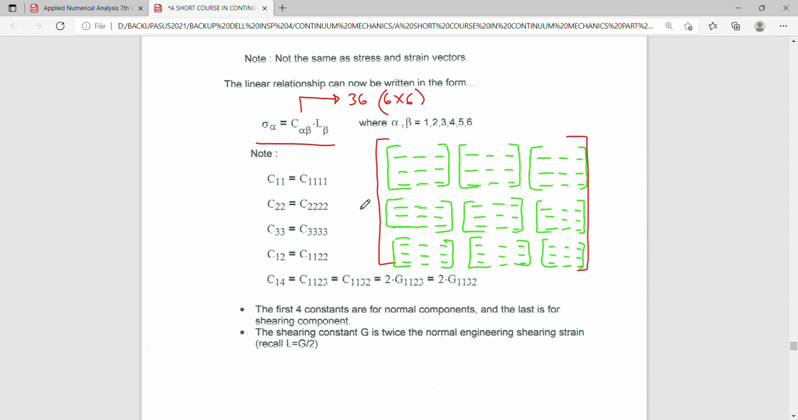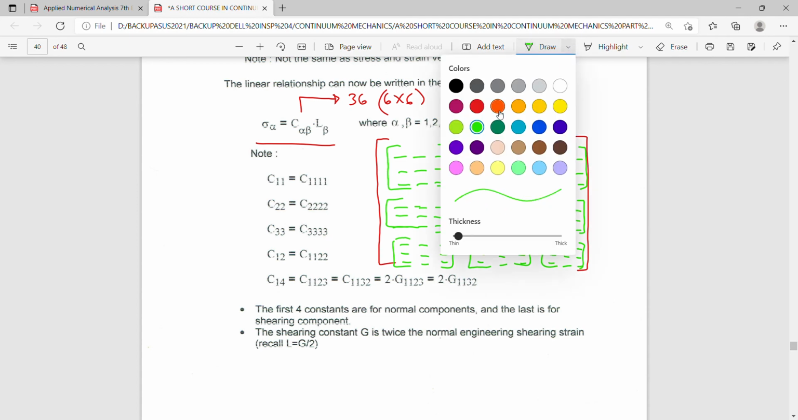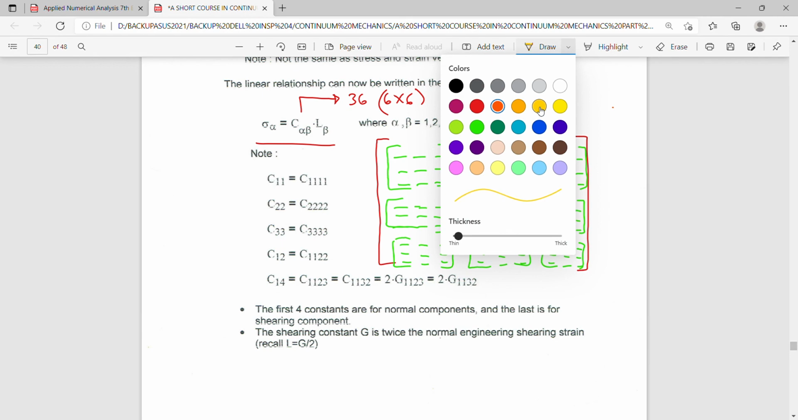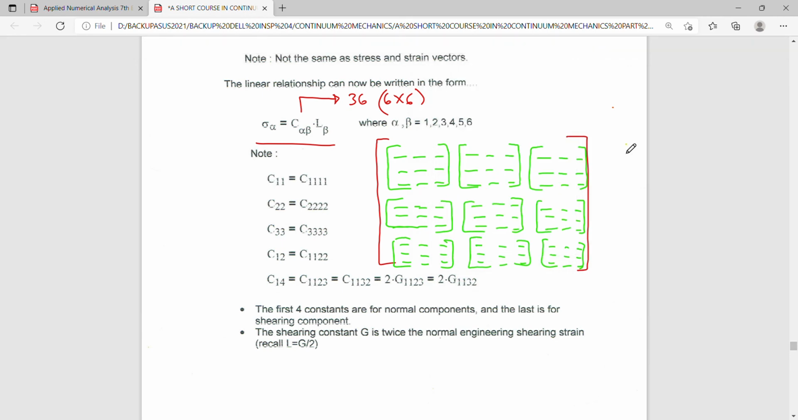Okay. So saan yung C1111 diyan? Saan diyan? Anong parte yan? Kunwari, I ask you, please pinpoint saan diyan yung C1111. Di ba IJKL yan? Kunwari, IJKL. Asan ba yung IJ mo?